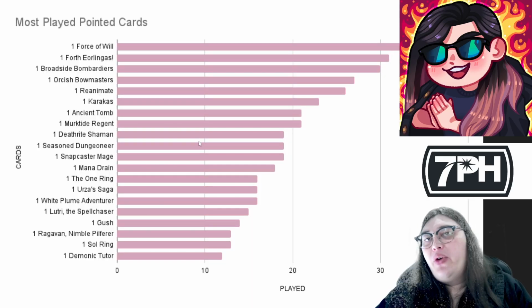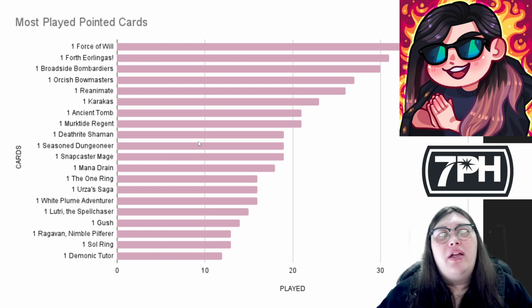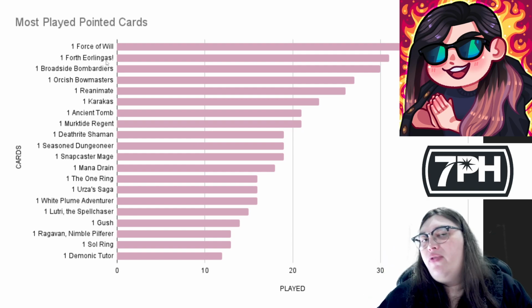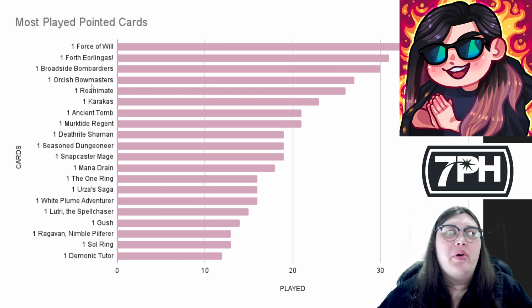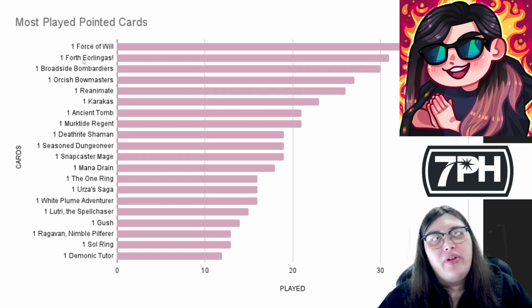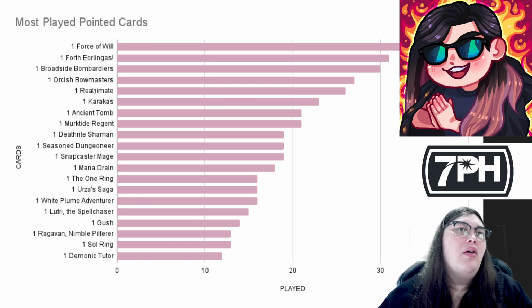First graph is the most played pointed cards. You can read it for yourself, but as you can see here, Force of Will, Fourth Earlingus, Broadside Bombardiers, Bowmasters, Reanimate, these were the top 5 cards that got played.